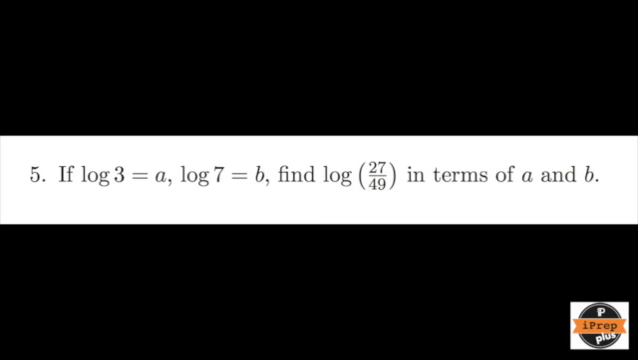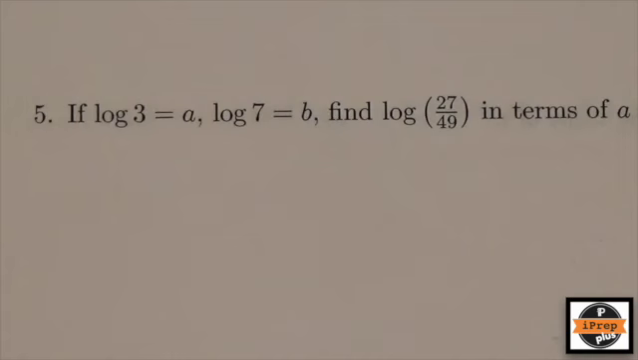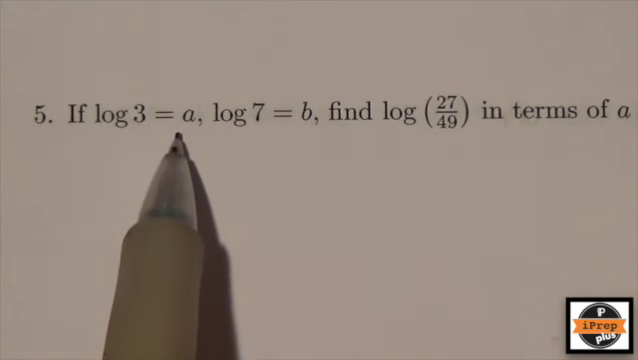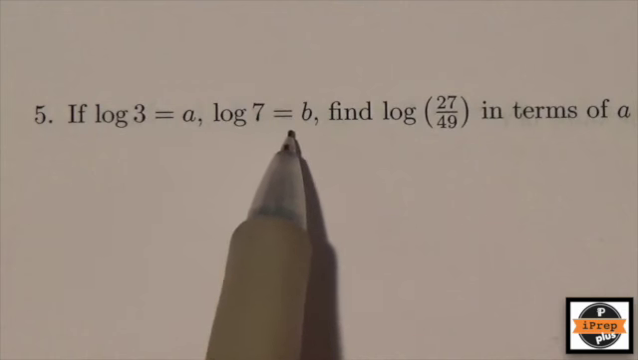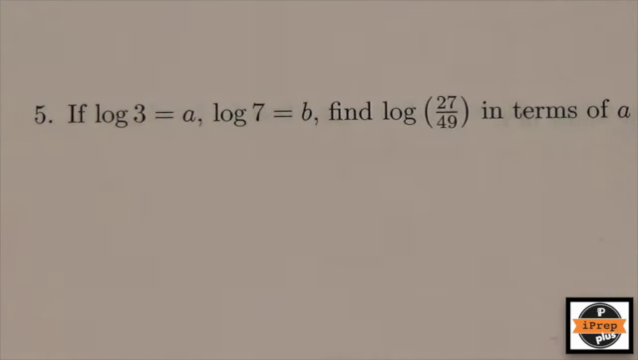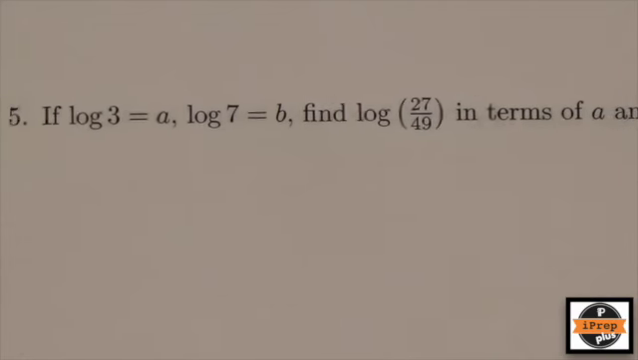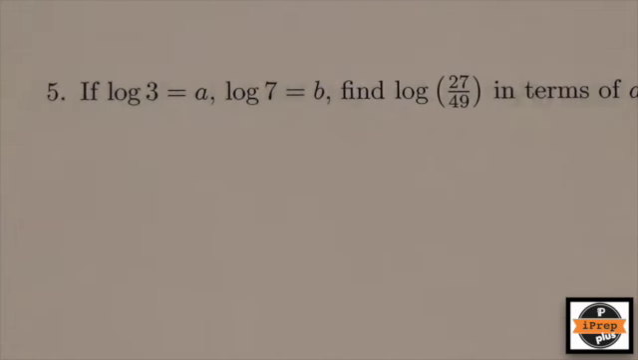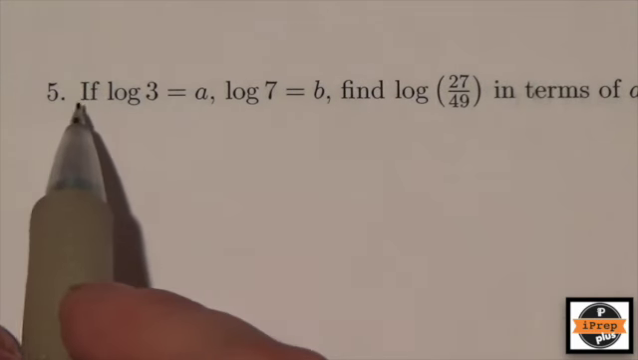Example 5. This question is very similar to the one that we just did. It says, if the common log of 3 is a, and the common log of 7 is b, then find the common log of 27 over 49 in terms of a and b. I'll do this one in two different ways, just like I did the previous one.